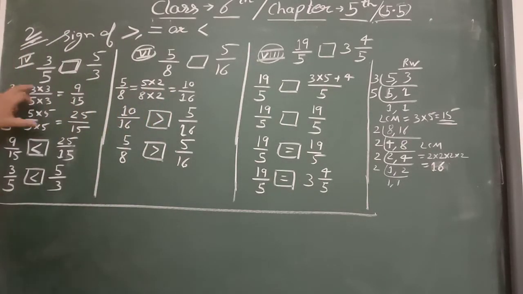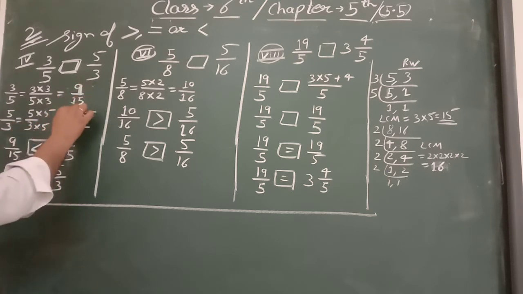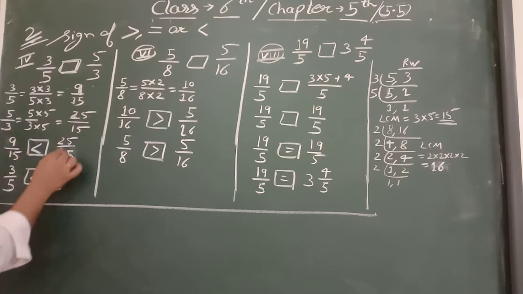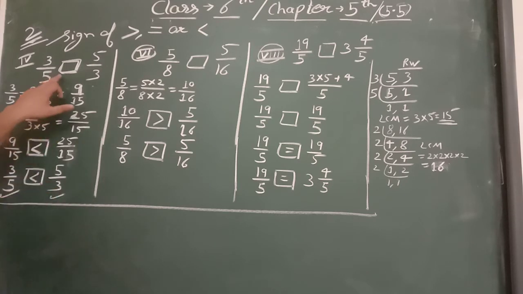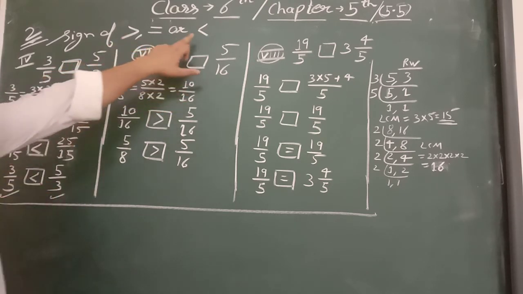Now we have to convert the denominator of each fraction to 15. First fraction 3 upon 5, to convert into 15, multiply by 3 in numerator and denominator both. And the fraction is 9 upon 15. 5 upon 3, to convert 3 into 15, we multiply by 5 in numerator and denominator both, 25 upon 15. Now in these two fractions, the denominator is the same, so these are like fractions, and we know that 9 is smaller than 25, so this fraction is smaller than that fraction, so 3 upon 5 is less than 5 upon 3. So in the 4th part, we fill the box with this sign.